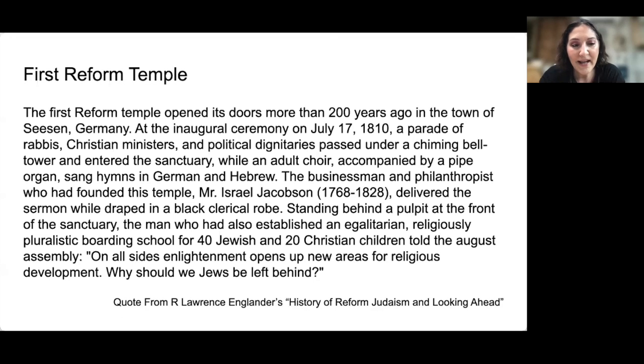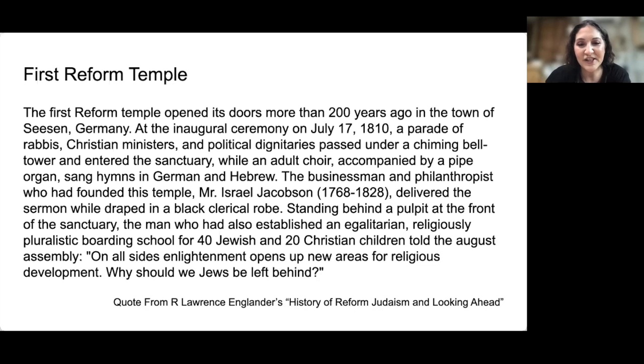Standing behind a pulpit at the front of the sanctuary, the man who had also established an egalitarian, religiously pluralistic boarding school for 40 Jewish and 20 Christian children told the august assembly, "On all sides, enlightenment opens up new areas for religious development. Why should we Jews be left behind?"